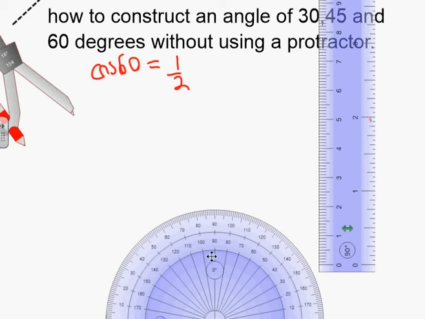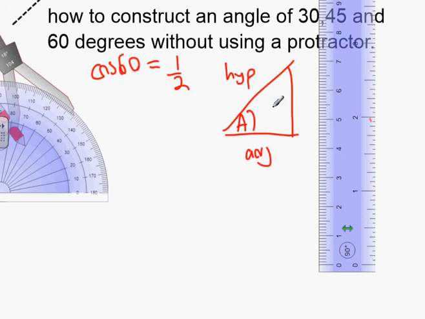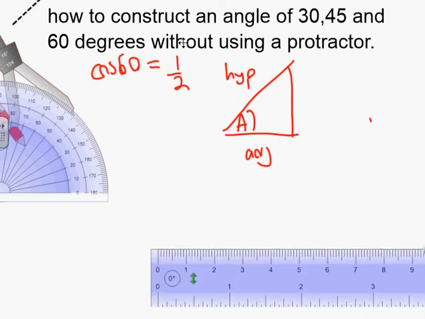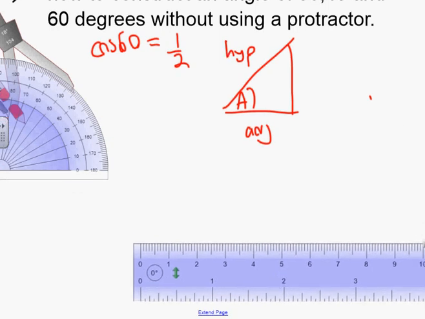Now let me explain how you're going to go about doing this. What is cos 60 again? It's basically the adjacent followed by the hypotenuse. Adjacent of 1, hypotenuse of 2. So look what we do here. We'll just do this one first and then I'll do another one of the same type, alright? So, 1 centimetre across, yeah?